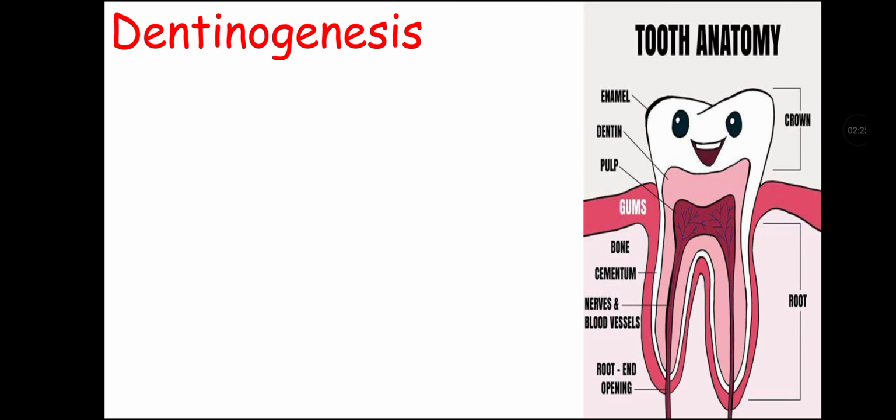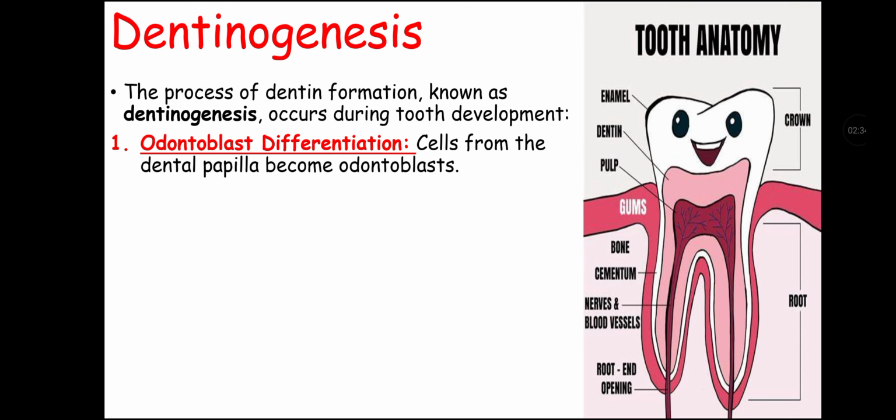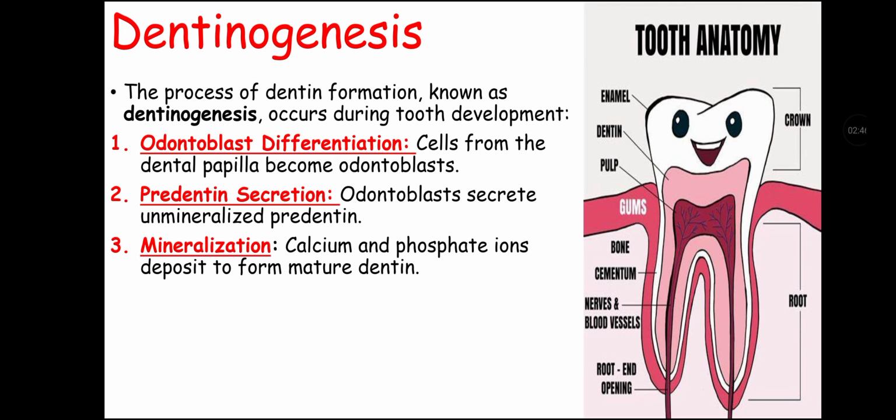Now let's talk about dentinogenesis. The process of dentin formation, known as dentinogenesis, occurs during tooth development. It includes odontoblast differentiation as cells from dental papilla become odontoblasts. Second step includes predentin secretion as the cells that become odontoblasts now secrete unmineralized predentin.